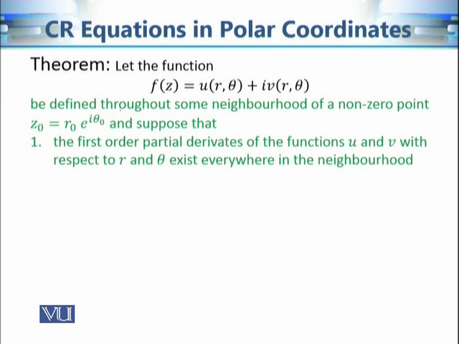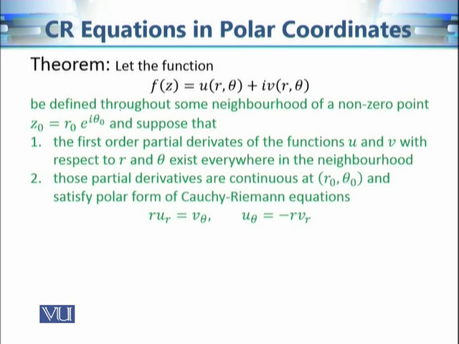So the first condition is the function should be defined in some neighborhood, and the next condition is the first order partial derivatives of the functions u and v with respect to r and theta exist everywhere in the neighborhood, and we are moving very parallel to the Cartesian case. Over there we imposed the condition that ux, uy, vx, vy exist in some neighborhood of the point z naught, which was equal to x naught plus iota y naught. So it is exactly the same condition.